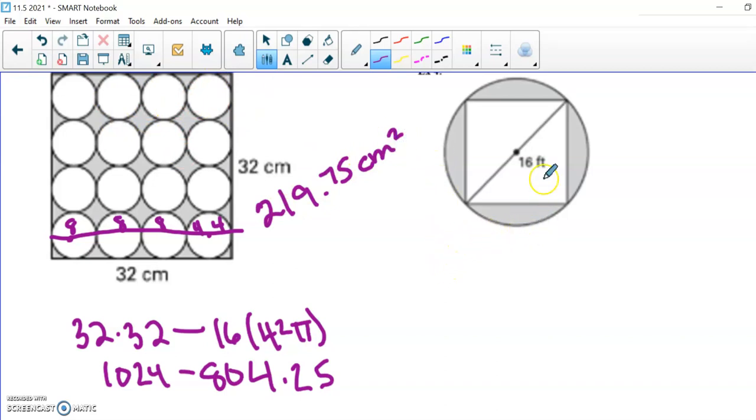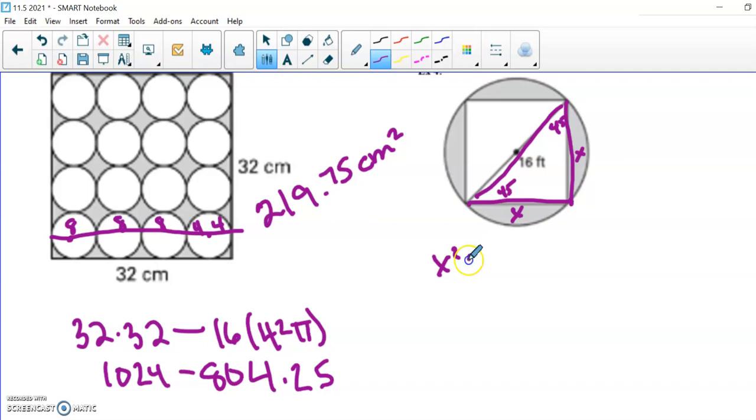Last one, it's a square inside of a circle, and you can see that the diameter of the circle is 16, which means our radius is going to be 8. But it's also the diagonal of this right triangle. And you can think back to your 45, 45, 90 triangle. You can say that's x root 2. You can set x root 2 equal to 16. Or you know that the sides of a square are the same. We could use good old Pythagorean theorem.